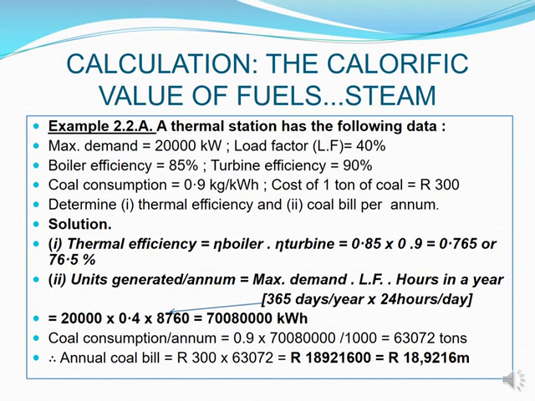Therefore, your annual bill will be the 300 Rand, your cost of 1 ton, multiplied by the answer that you got in tons, and that is how much money you will be paying for coal in that particular power station a year, about 18.9 million.